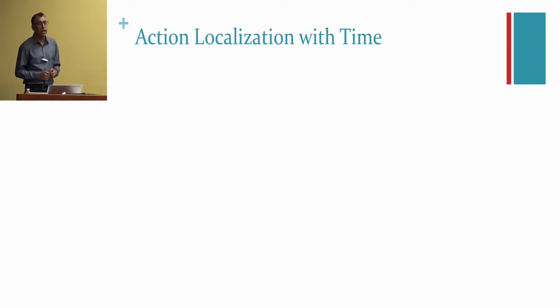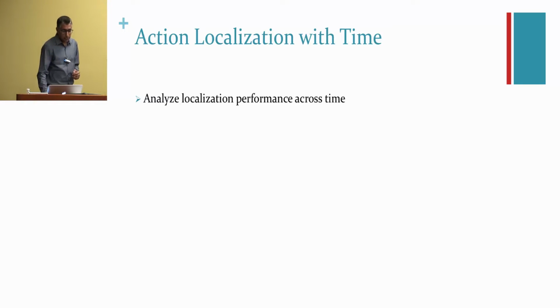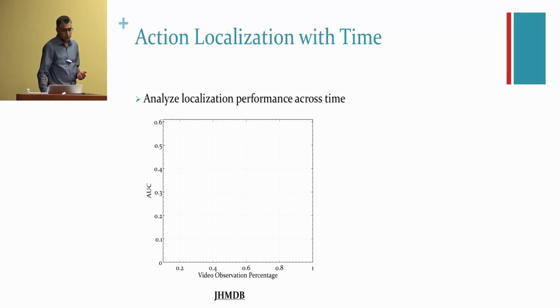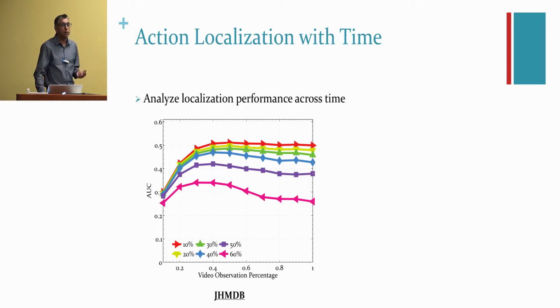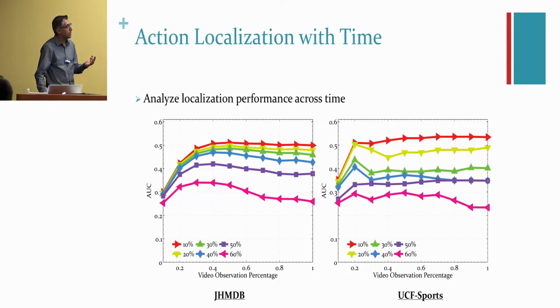Similarly, we also want to analyze how the localization performance varies with time. For that, as I mentioned, we use area under the curve. So here we have the area under the curve as a function of video observation percentage. Here I'm showing the curve at 10% overlap with the ground truth, and we see that we improve the localization performance with time. However, we also want to analyze at different overlap thresholds. So here we have an overlap threshold going from 10% with the ground truth until 60%. We analyze this localization performance for UCF Sports as shown on the right.